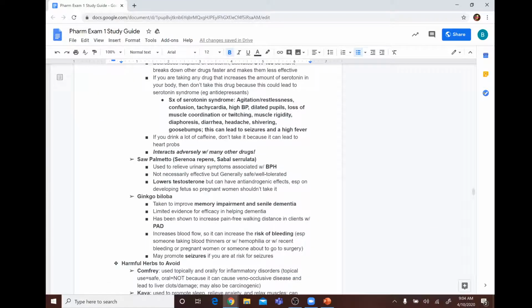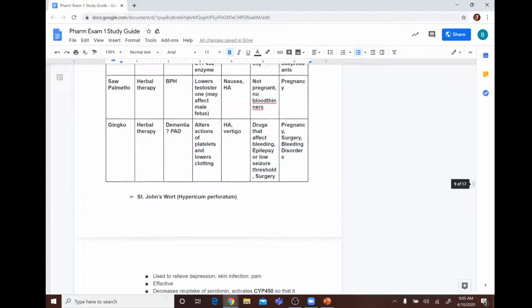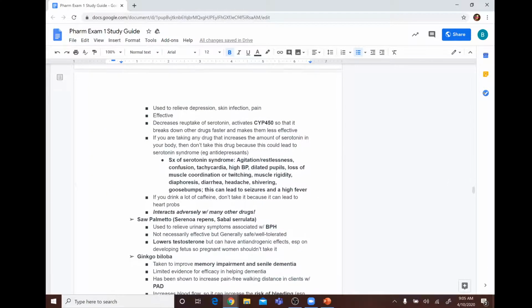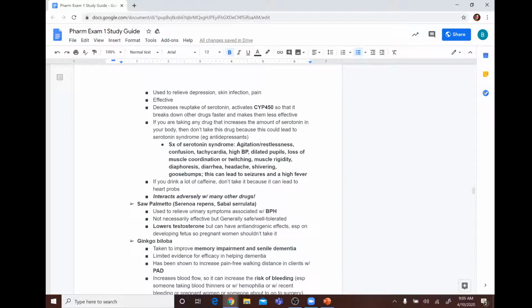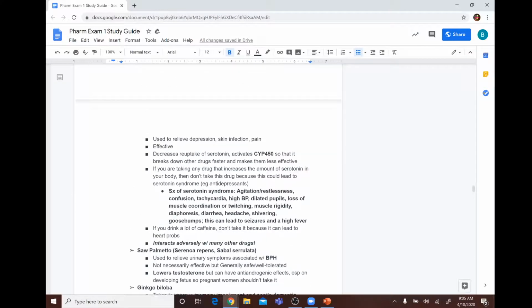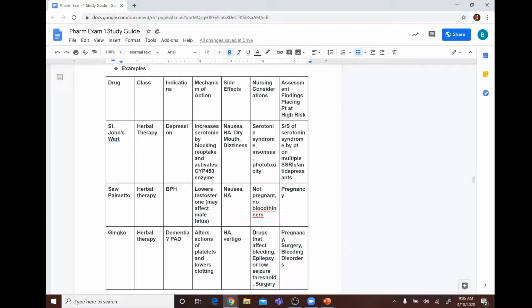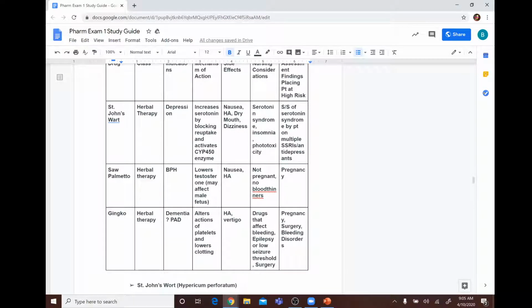All right, what is saw palmetto used for? Used to relieve urinary symptoms associated with BPH. What is the mechanism of action of saw palmetto? It lowers testosterone, but it could affect the male fetus. What are the side effects of saw palmetto?